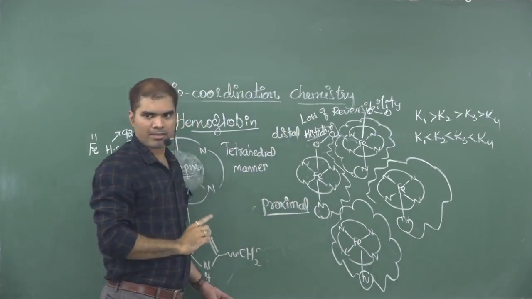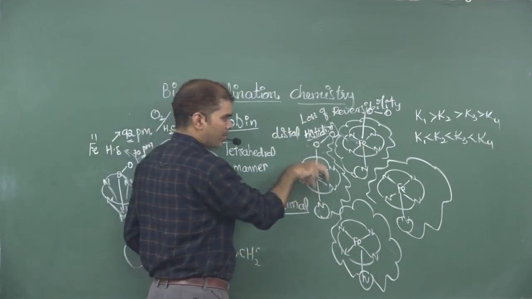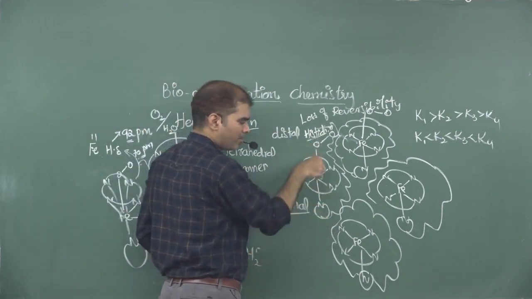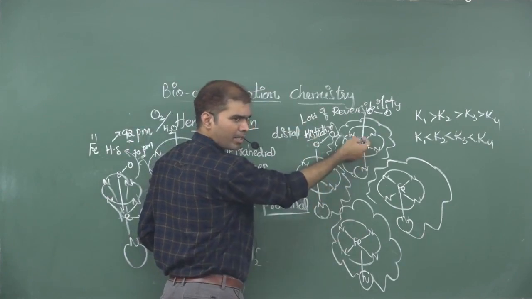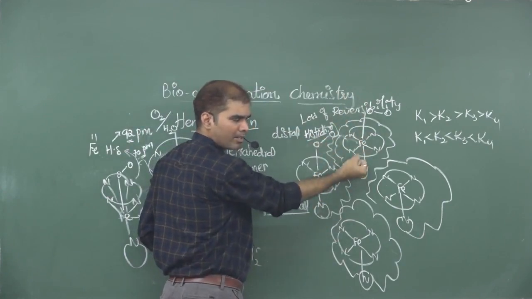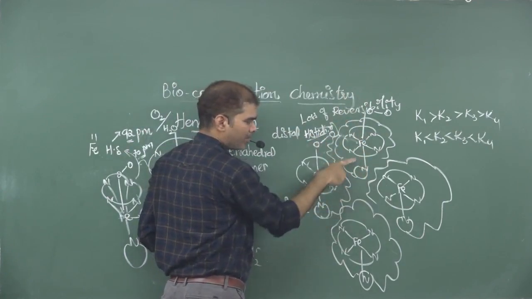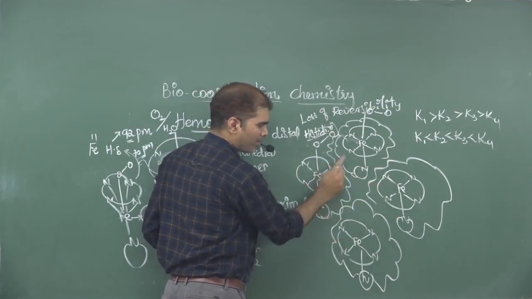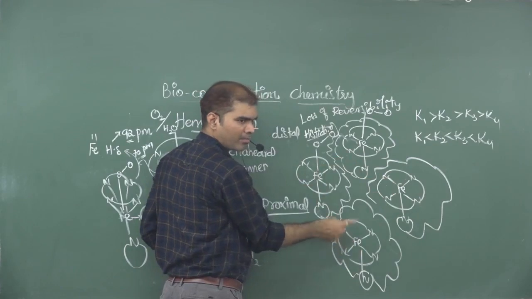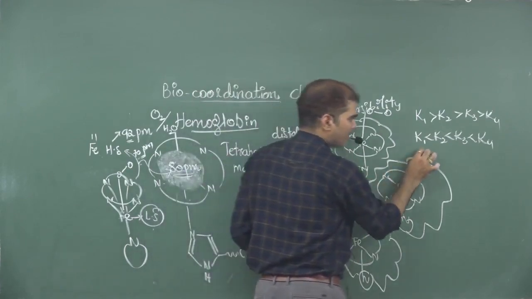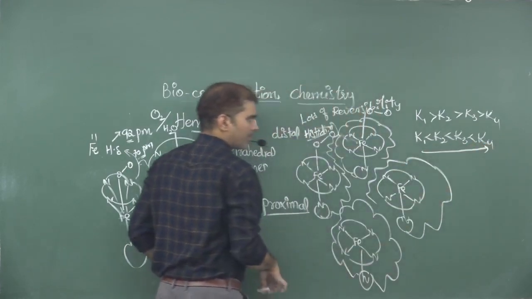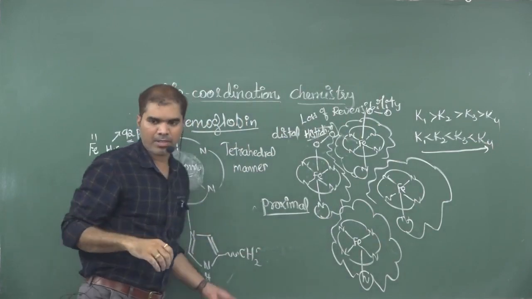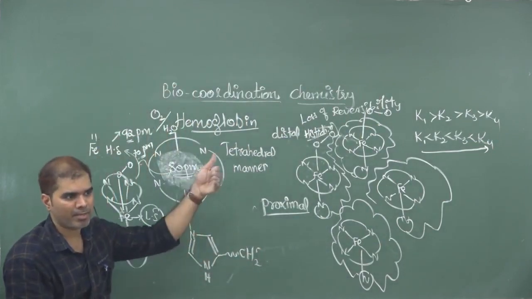Why does it increase? Because once this is taking dioxygen, it will stimulate the next subunit and this will take dioxygen more easily. Third one, both will stimulate, the third one will take still faster. Fourth one, all the three will stimulate, so this one will take much faster. For that reason, the rate or the stability constant will be increasing in a stepwise manner.